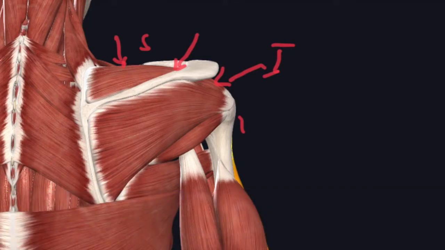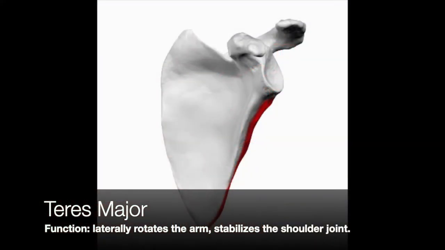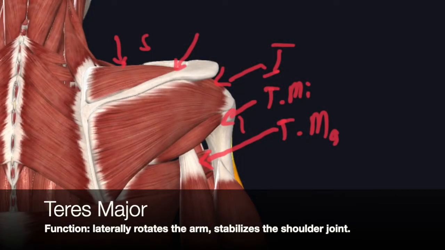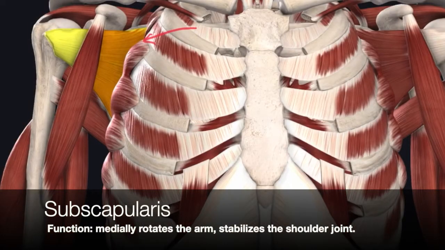Next is your teres major. Here is your teres major. And that small muscle here is your teres minor. Your teres minor originates from the lateral border of your scapula and inserts into your greater tuberosity of the humerus. It laterally rotates the arm and is a stabilizer of your shoulder joint. I would like to add the location of your subscapularis muscle. It originates from the scapula. Here is your humerus. And it inserts into the lesser tuberosity of your humerus. It medially rotates the arm and stabilizes the shoulder joint.